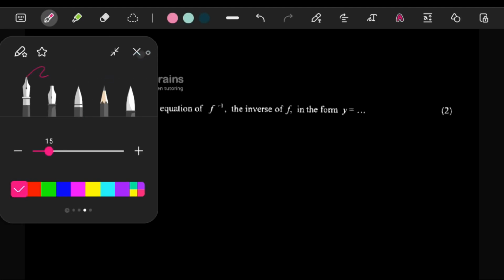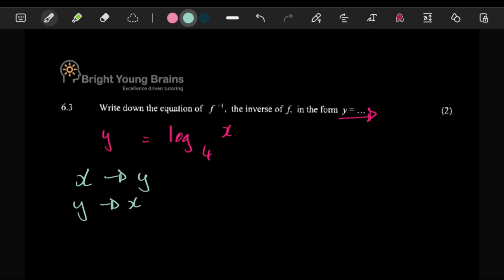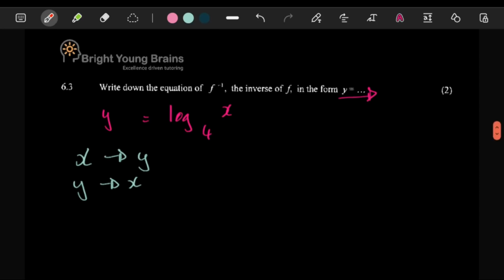What do you have to do here? Write down the equation of the asymptote of the inverse of f in the form y is equal to something. So initially f of x is log 4 with x. Remember f of x here refers to y. So this is what it looks like originally. When you perform the inverse, you have to make x become y, and y become x. So this being done, you're going to have x is equal to log 4 with a y.